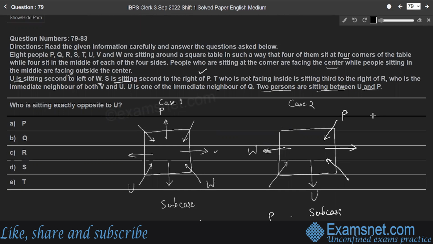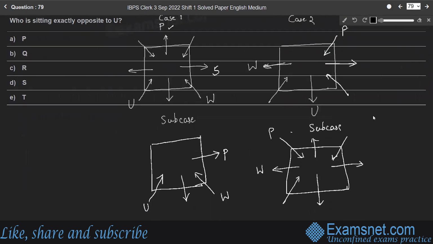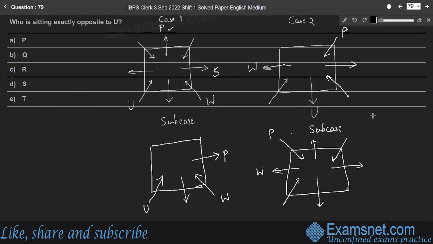And the third point, S is sitting second to the right of P. So in case 1, P is sitting here. Second to the right of P means here. S sits here, in the right middle. So in subcase 1, second to the right of P means here. In case 2, second to the right of P means here. In subcase 2, second to the right of P is here.